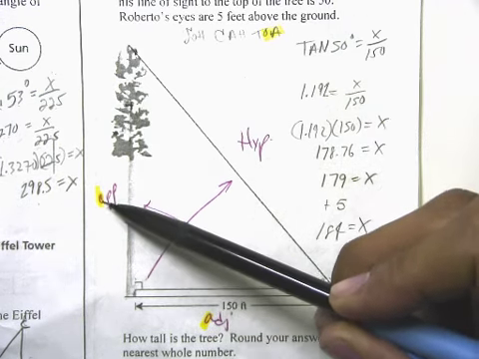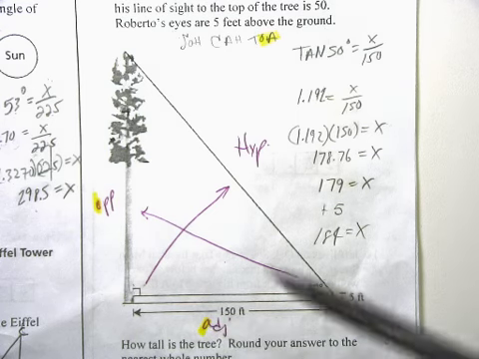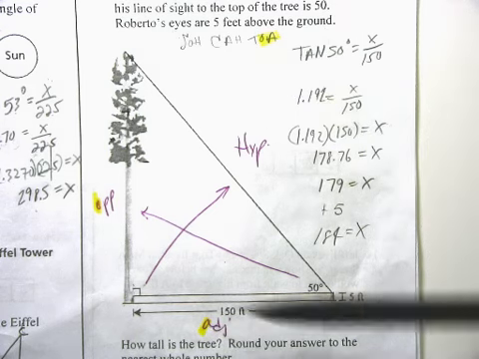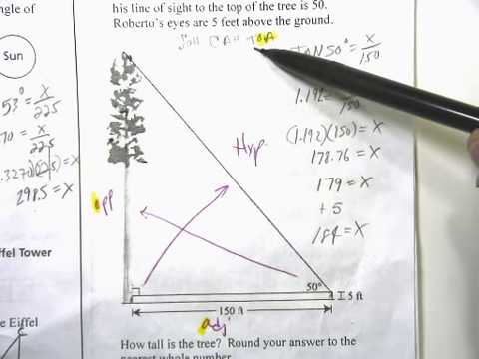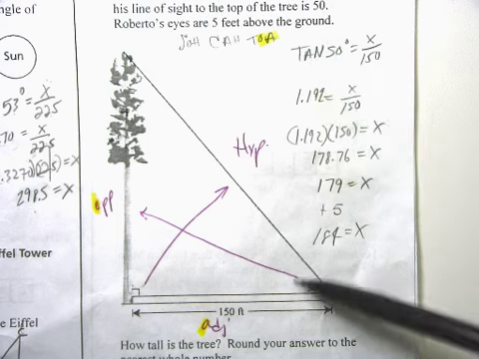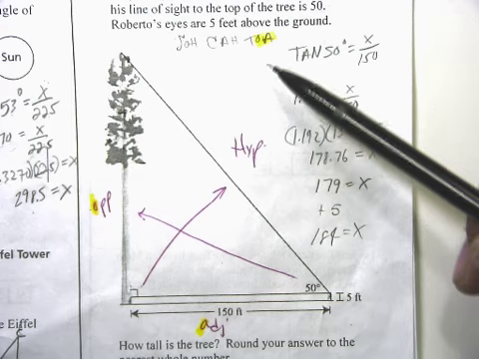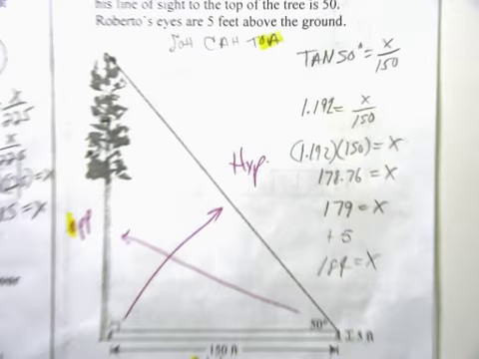So they gave me the letters. I'm looking for the letter O, and they gave me the letter A. If you look at your trig functions in SOHCAHTOA, which one has the letter O and A? It's going to be the tangent function, the TOA, right? So I'm going to say that the tangent of 50 degrees, of this angle here, is equal to the opposite over the adjacent, which is going to be x over 150.